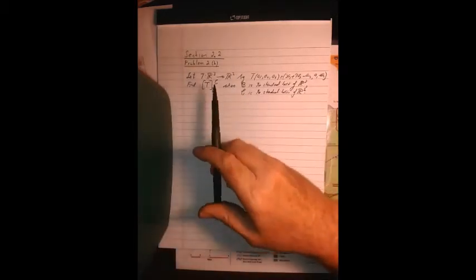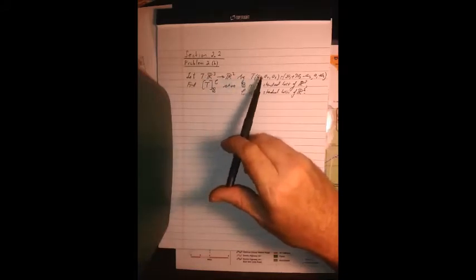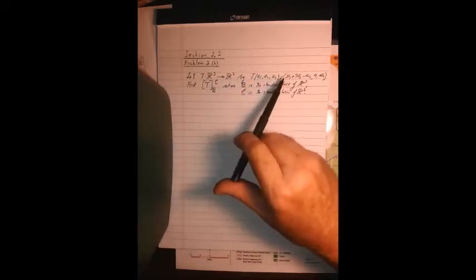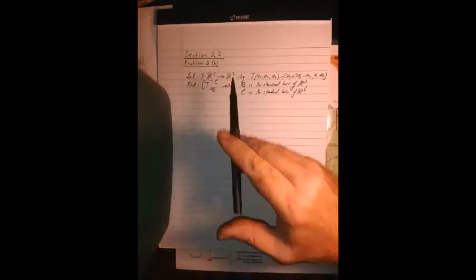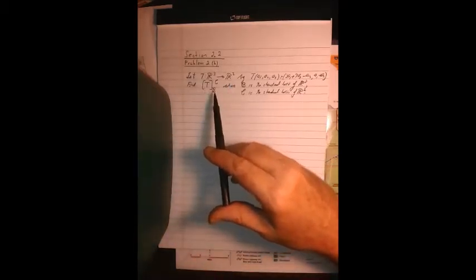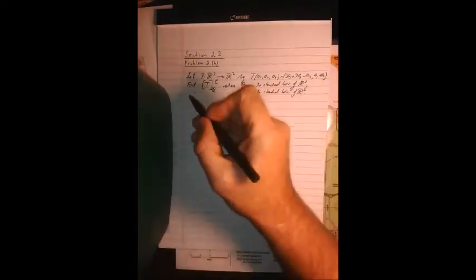Okay, this is problem 2b from section 2.2. In this problem we're given the transformation T from R3 to R2 by T of (a1, a2, a3) equals (2a1, 3a2 minus a3) in the first component and a1 plus a3 in the second component. The problem is to find the matrix of T relative to the bases B and C, where B is the standard basis of R3 and C is the standard basis of R2.